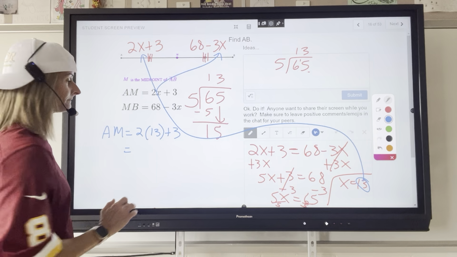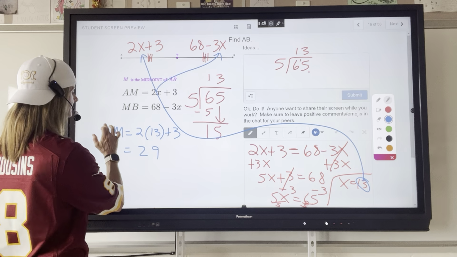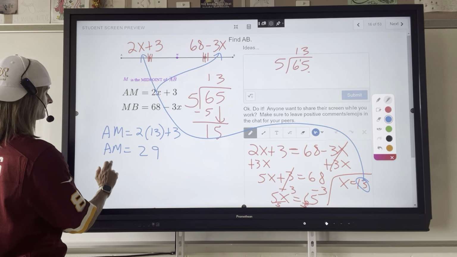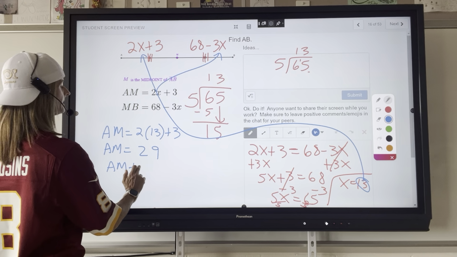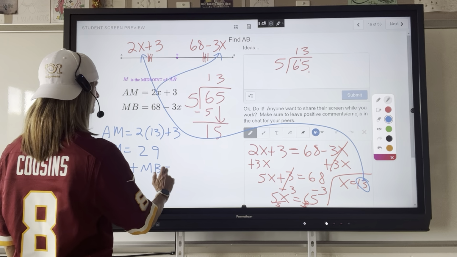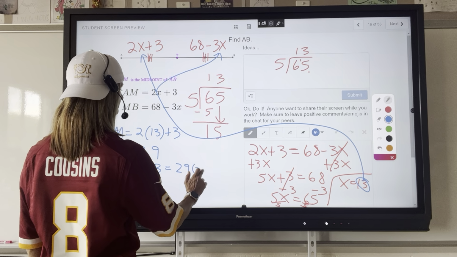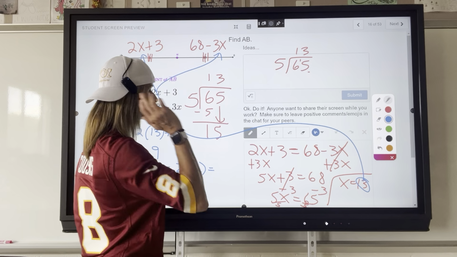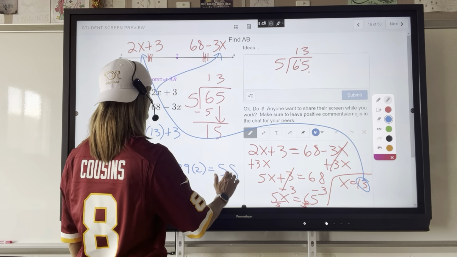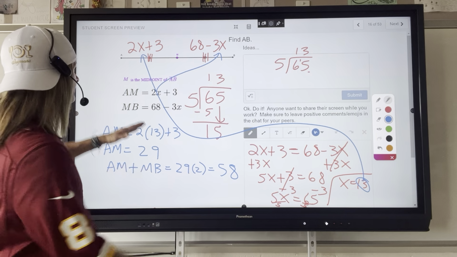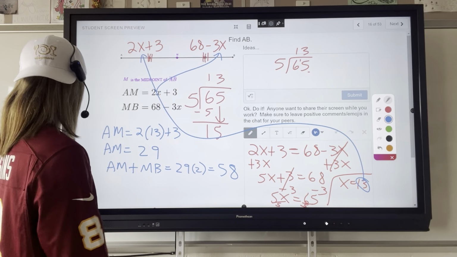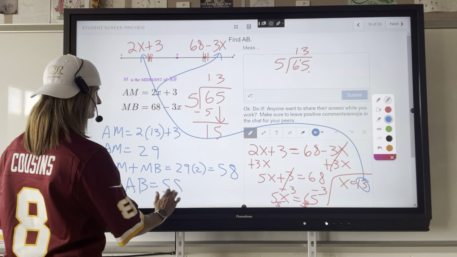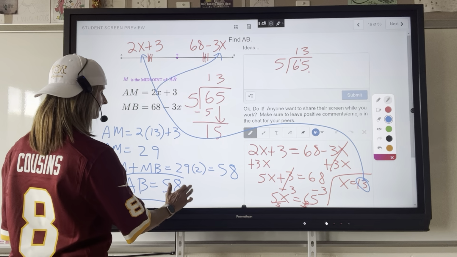29. And then, since AM is 29, I'll rewrite that. AM plus MB should be 29 times 2. And what's that? 58. Excellent! And that is the length of AB, 58. So I should write AB equals 58. I know there's not a lot of room for you to write this. If you could write it on paper, you can.